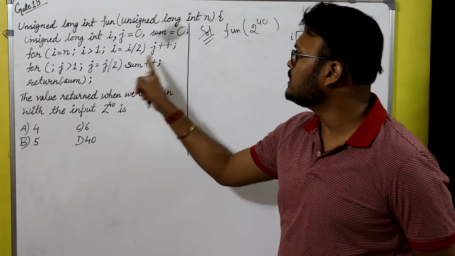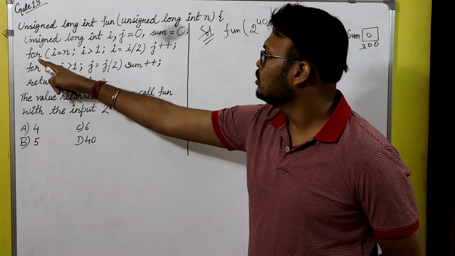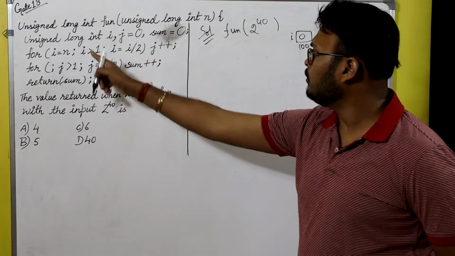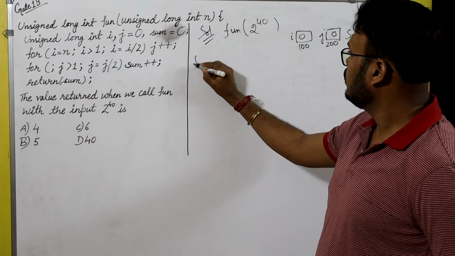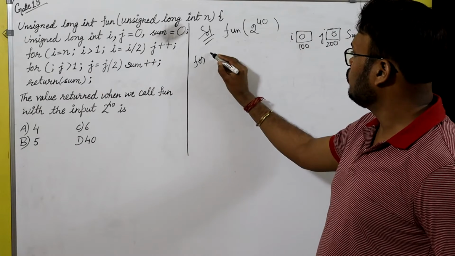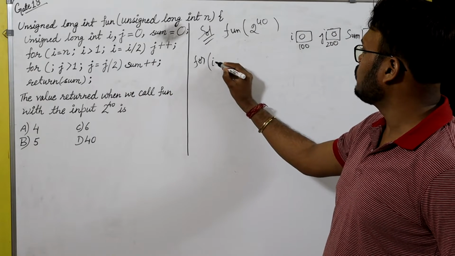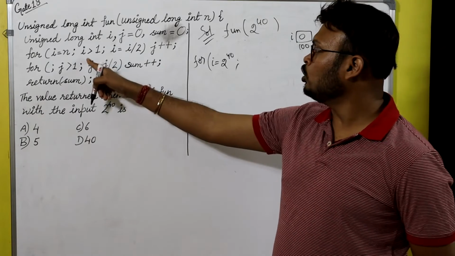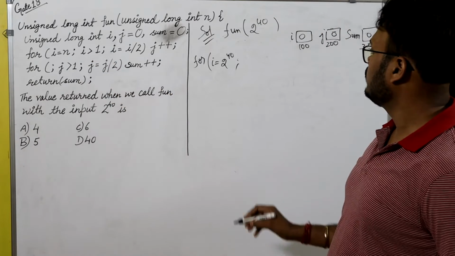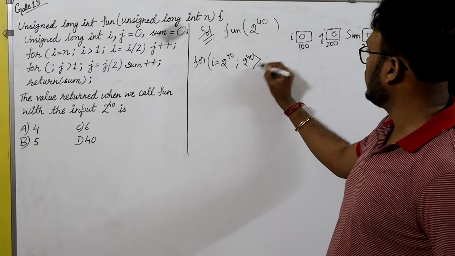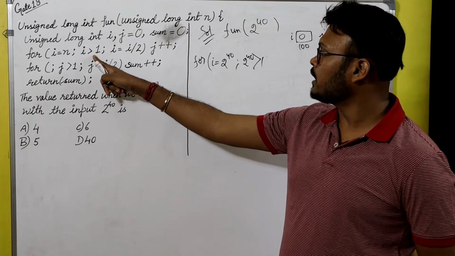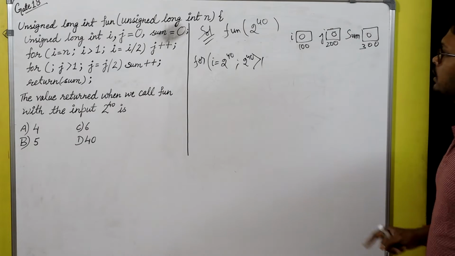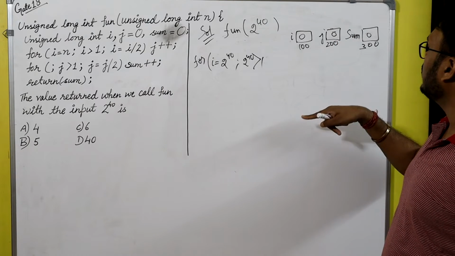Here you see a for loop is there. So for i is equal to n, we are at the first for loop. It means i is equal to 2 to the power 40. Obviously 2 to the power 40 is greater than 1. Yes, it's true. Since it's a true statement, the value of j will get incremented. The j value is 0, so it will get incremented to 1.